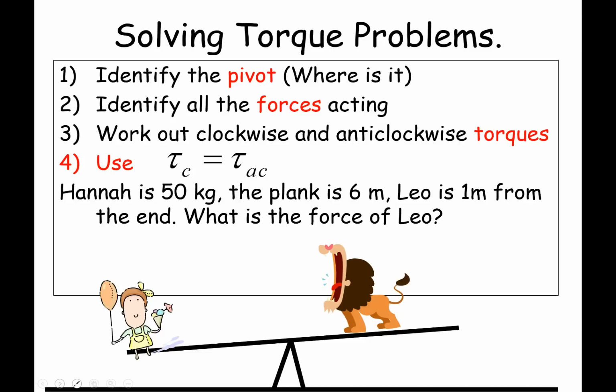So Hannah is 50 kilograms and the plank is 6 meters. Leo is 1 meter from the end. What is the force of Leo?